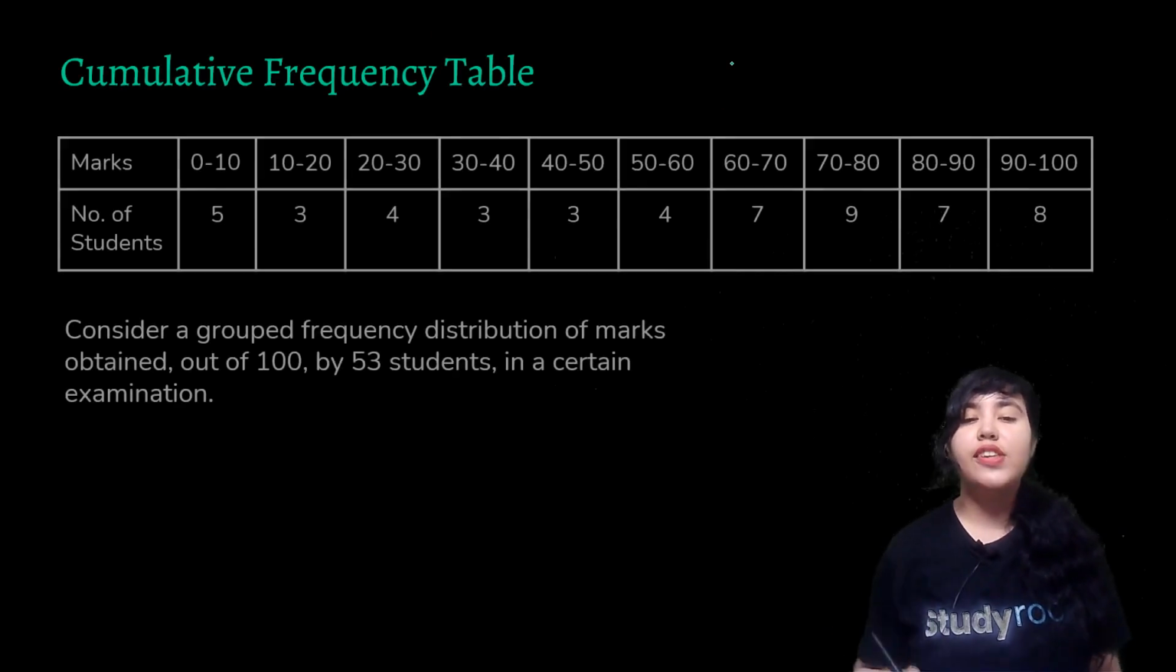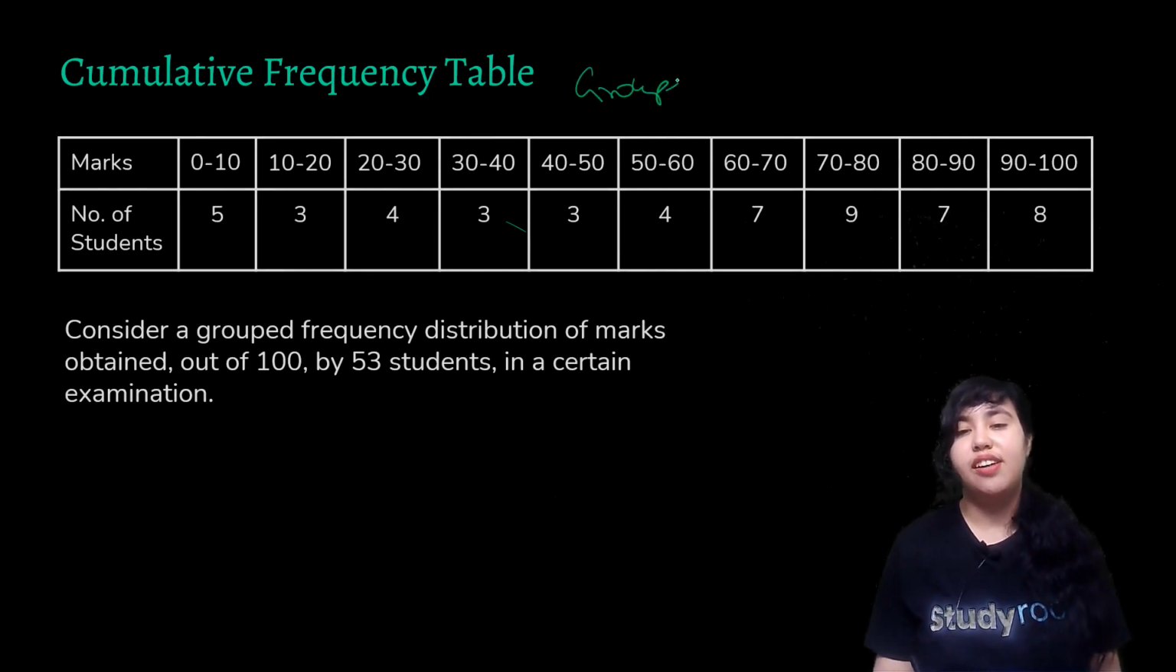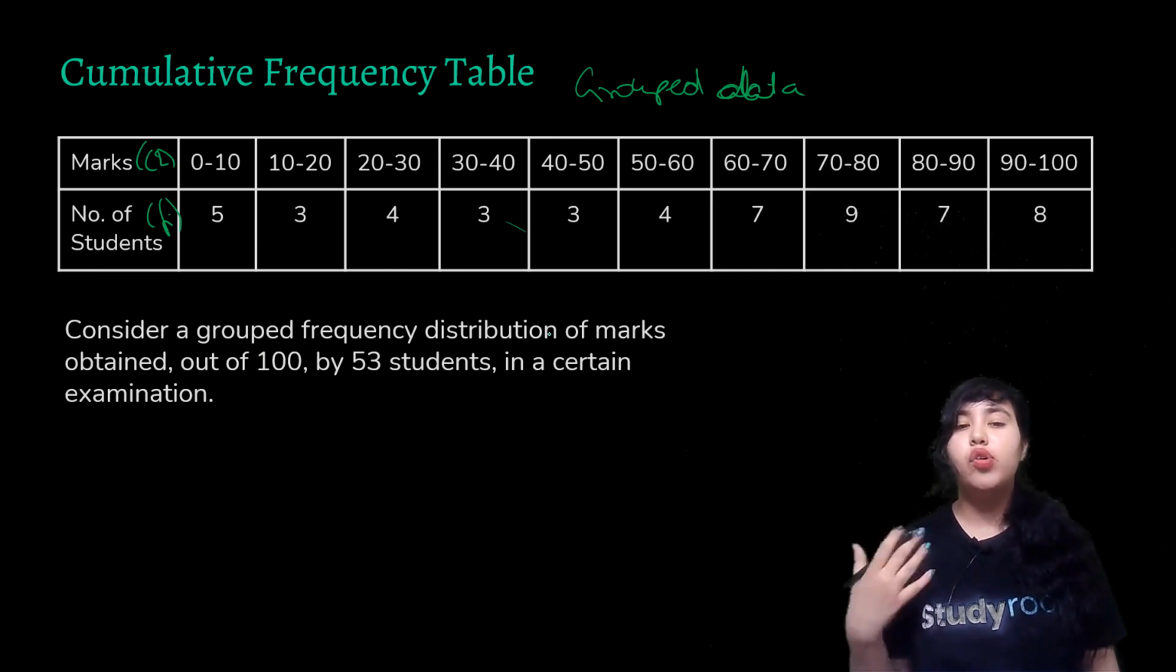So here again, we have cumulative frequency table provided to us. Here the class intervals are given to us, which means for a change, we are now having grouped data. So these are your class intervals. Number of students means these are your frequencies. Here the total number of students are 53 and you've been given marks out of 100 in a certain examination. So how do you go about solving the median for this?